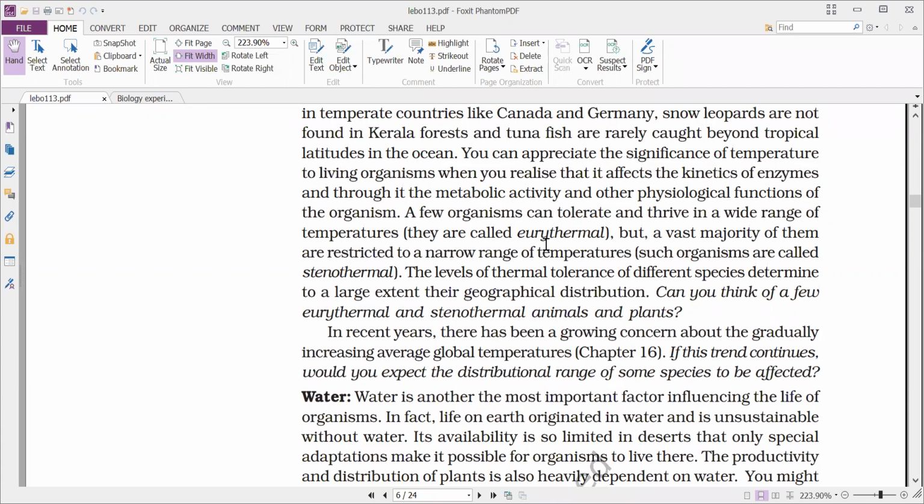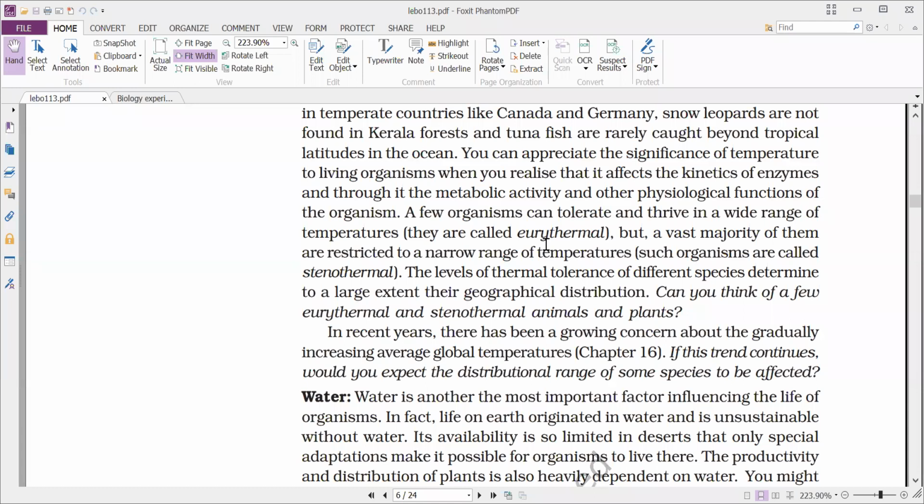Such organisms we call eurythermal. Eury means wide range, thermal means temperature. Only a few organisms are like this, but a vast majority of them are restricted to a narrow range of temperature. Such organisms are called stenothermal.